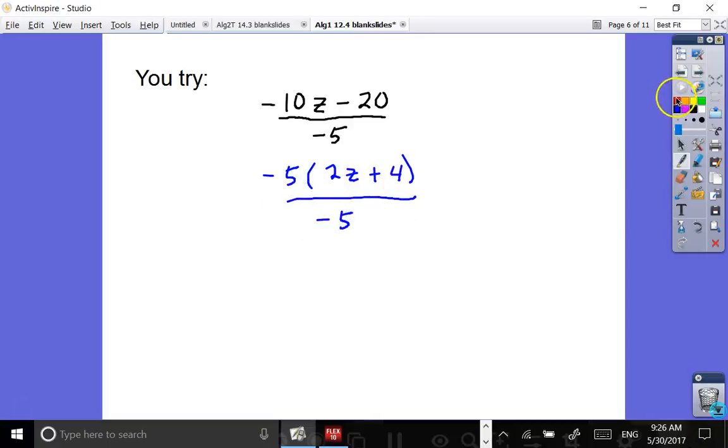So now we've got that common factor that we're looking for, and we cancel it. So the answer is 2z plus 4.